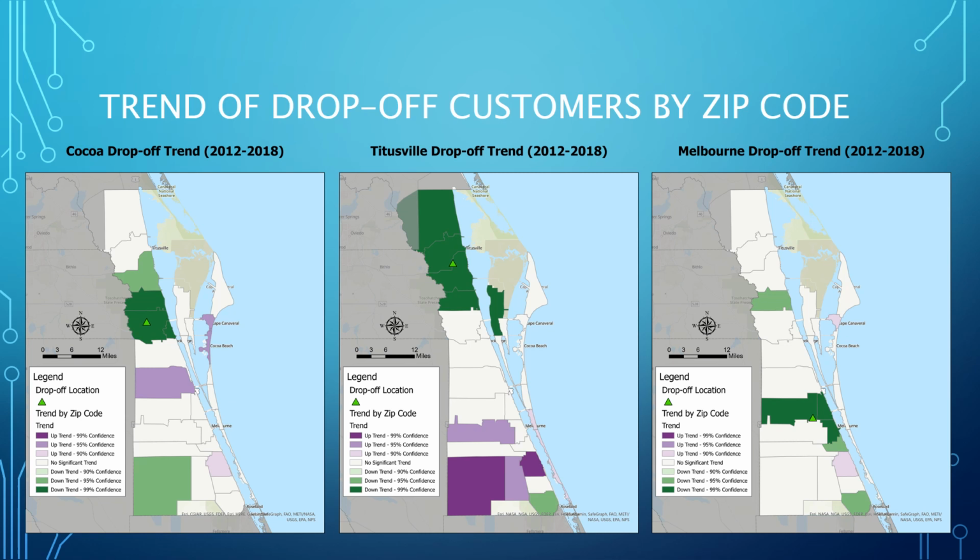With those trends, the department can make decisions on where to put their effort in doing outreach for those areas with downtrend, like the areas shown in green.